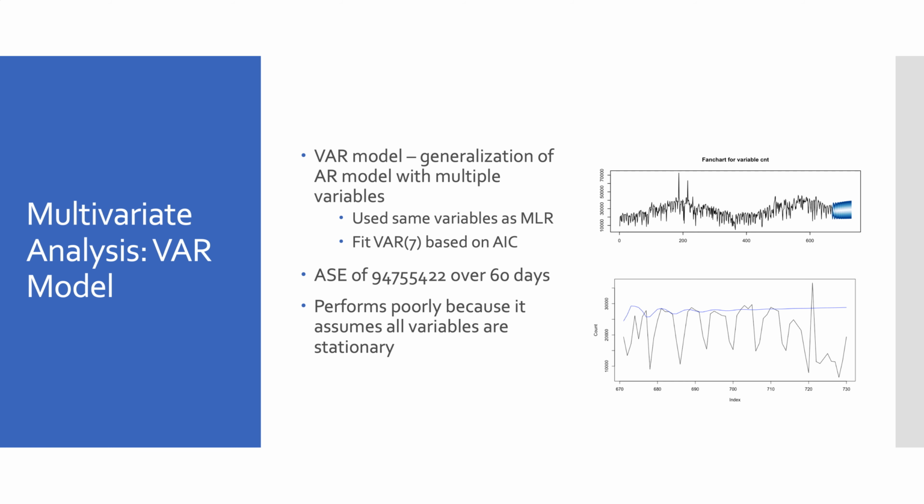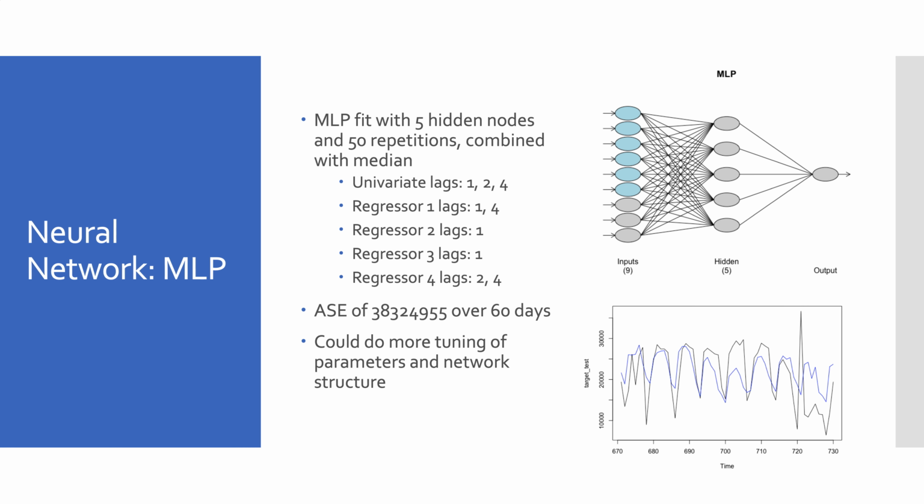Next, I tried a vector autoregressive model, which is a generalization of an AR model that can incorporate multiple variables. I used the same variables as before and selected a VAR with lag 7 model based on the AIC criteria. This turned out to get a really bad ASE. This is because it assumes that all the variables are stationary, which is definitely not the case as we talked about before. So the forecasted behavior is cyclic and tries to return to the mean, but this is not really appropriate for our data. So this is a good try, but we'll move on.